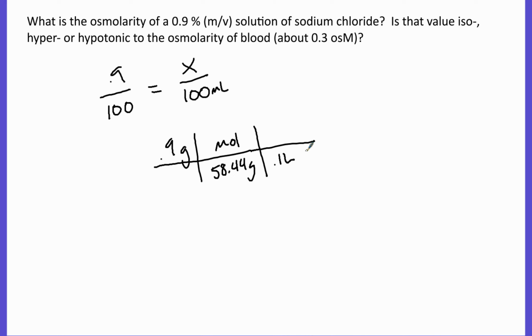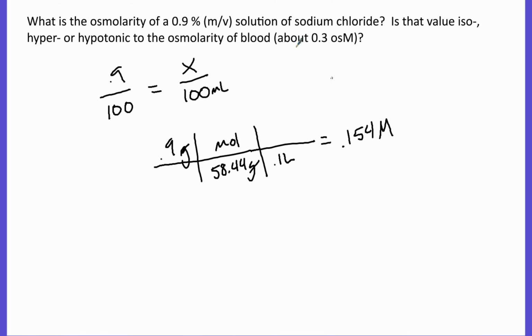Now you could just solve for moles and then divide by 0.1 liters, but I like to put it all in one thing, right? Because then the grams go away. Moles divided by liters should give me a molarity. So I just take 0.9 divided by 58.44 and then divide again by 0.1. And I'm going to get an answer of 0.154. I am aware that I'm going to have to round eventually, but I'm not going to do that right away because this is just a molarity.